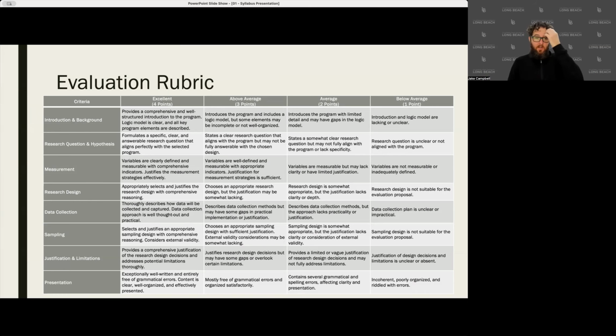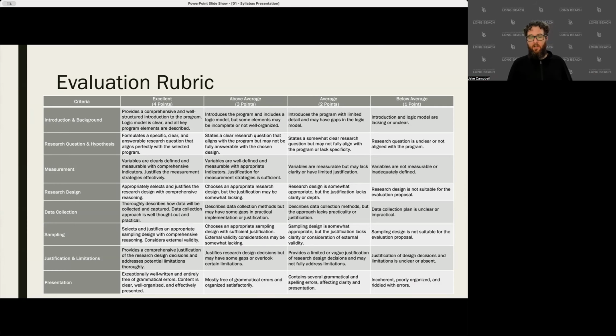So you have your introduction section. I'm going to ask you for a specific, clear, and answerable research question that aligns with the program and the outcome of your choice. I'm going to ask you to describe the variables that are going to be measured. You've defined them. You've had a comprehensive measurement strategy, and you've justified the measurement strategy effectively.